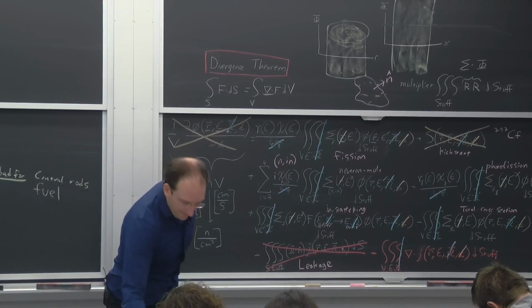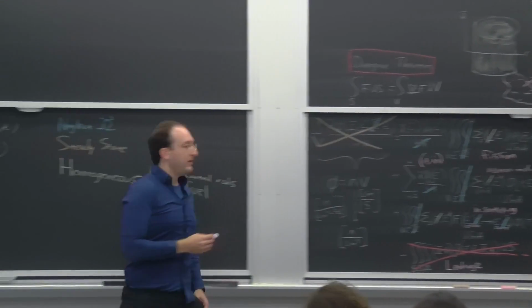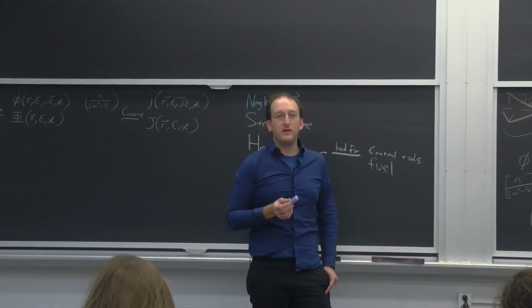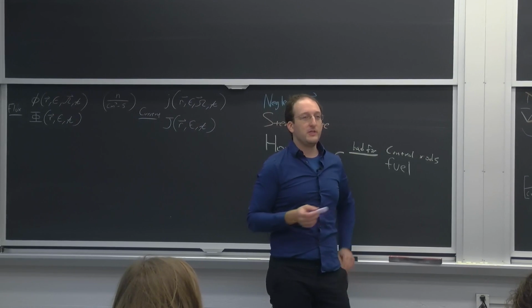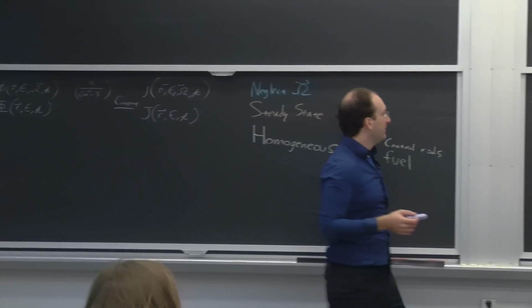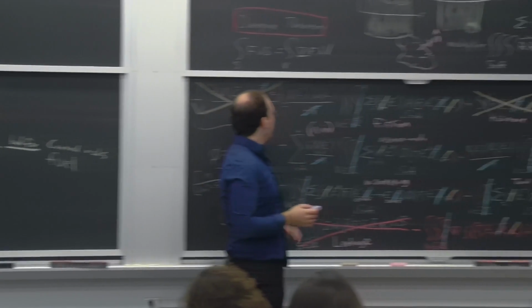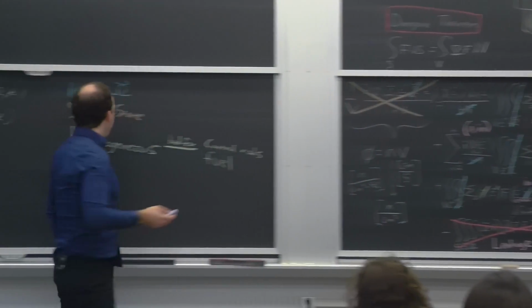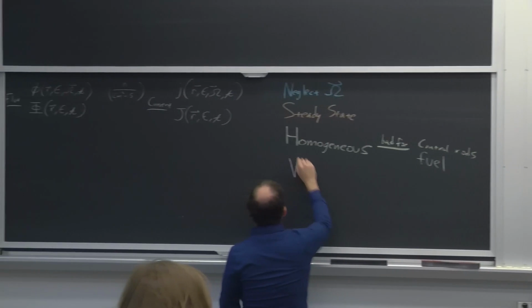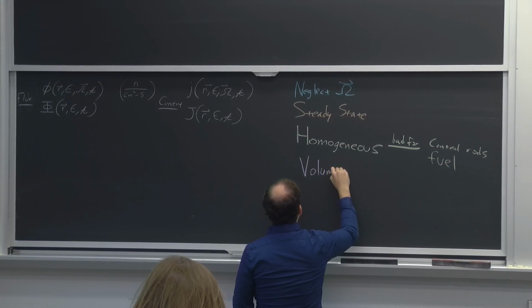Next up, if this reactor is homogeneous, then does it really matter at which location we're taking this balance? Does it really matter which little volume element we're looking at? We say these equations are, we'll call them, volume identical.